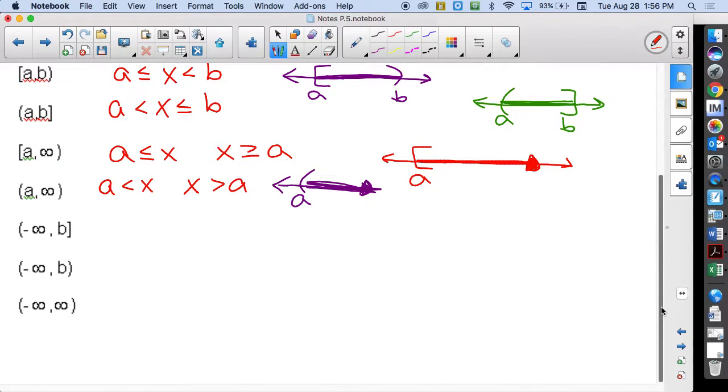And then the other two, negative infinity up to B. So now we're at negative infinity. We're going all the way up and stopping at B. B is the highest one. So it's going to be the opposite. You could say B would be greater than or equal to X, or X is less than or equal to B.